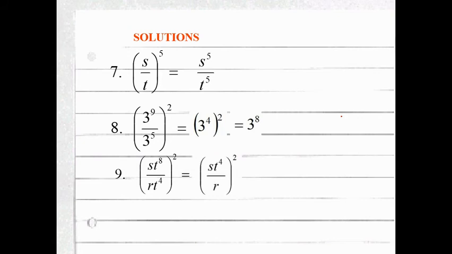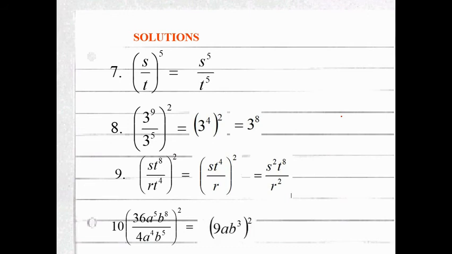So we're going to get s, t to the 4th, divided by r, and then we distribute the exponent, that's 2, through for everything. All right, this one becomes very complicated. But first we're going to get rid of and see if we can simplify what is in the parentheses.